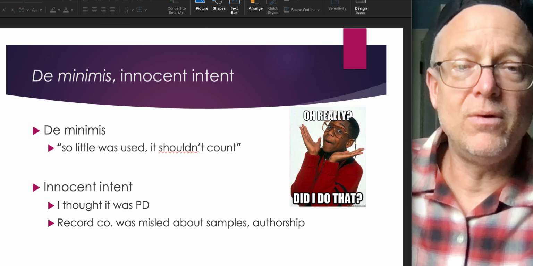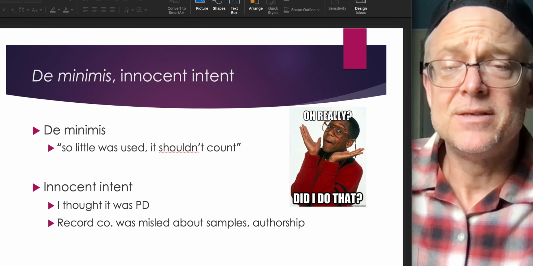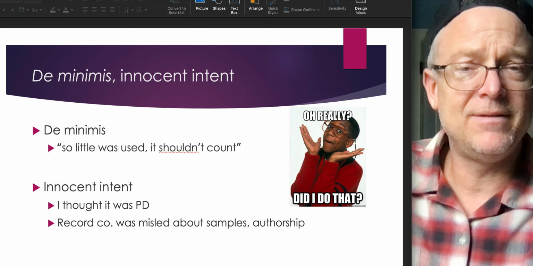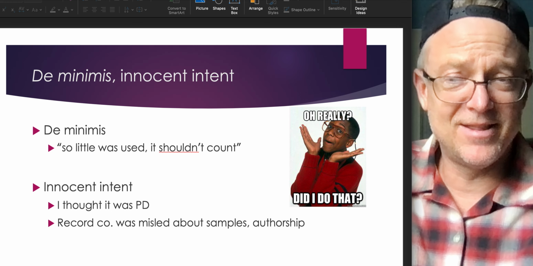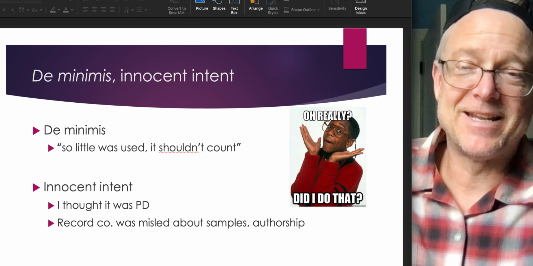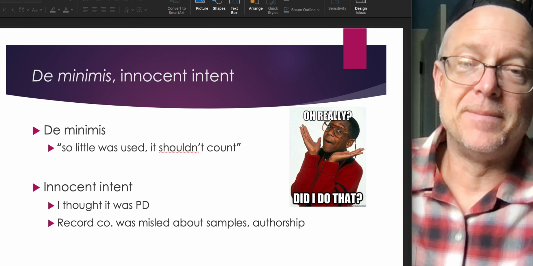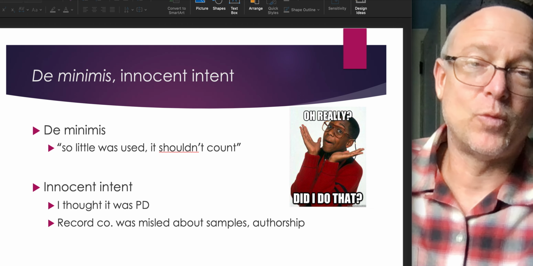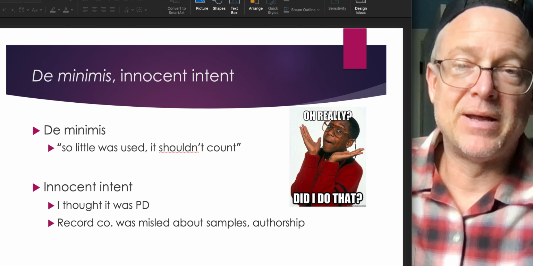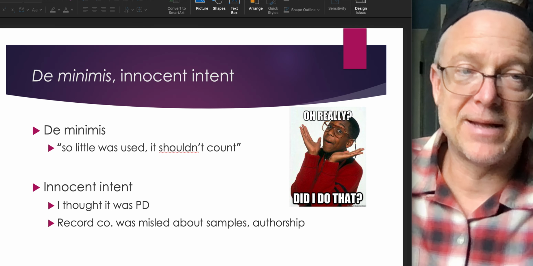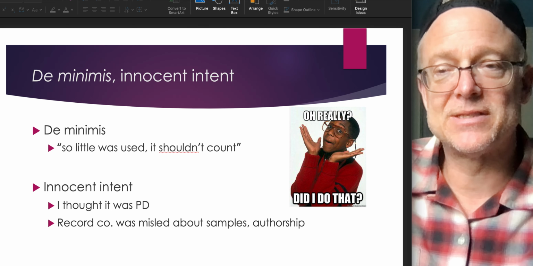There's Urkel. Oh, did I do that? So de minimis, it reminds me of Urkel, right? It's, did I do that little old thing? I can't believe it. Was that bad? Should I not have done that? Right? So innocent intent, I thought it was public domain. Whoops. That's a claim. That's a weak claim. But it is still a claim, and sometimes it can hold up. Not that, that's innocent intent, did I do that?